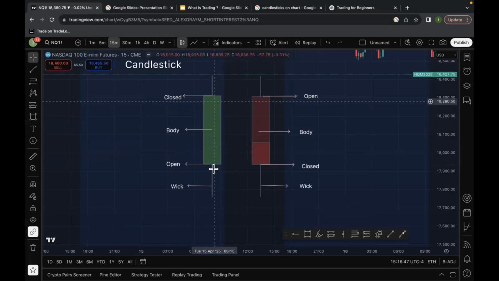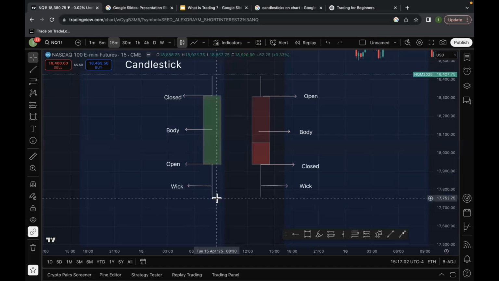Now, the green shaded part is the body. This is what it did. Like it opened here, closed here. Your open to close will be in the body, but the wicks is just showing you where we have went within that 15-minute time, right? Pretty simple, pretty easy. That's how you read it.